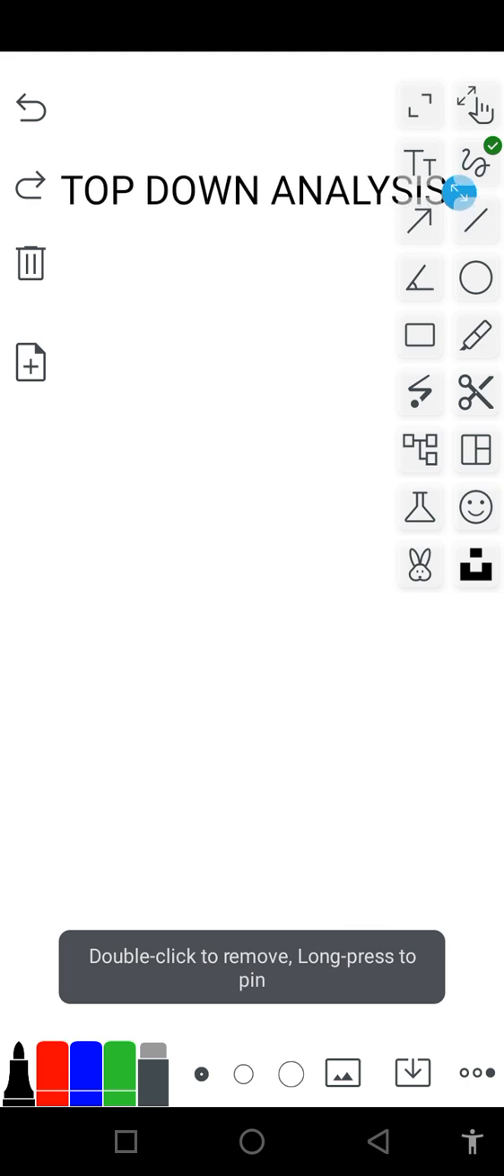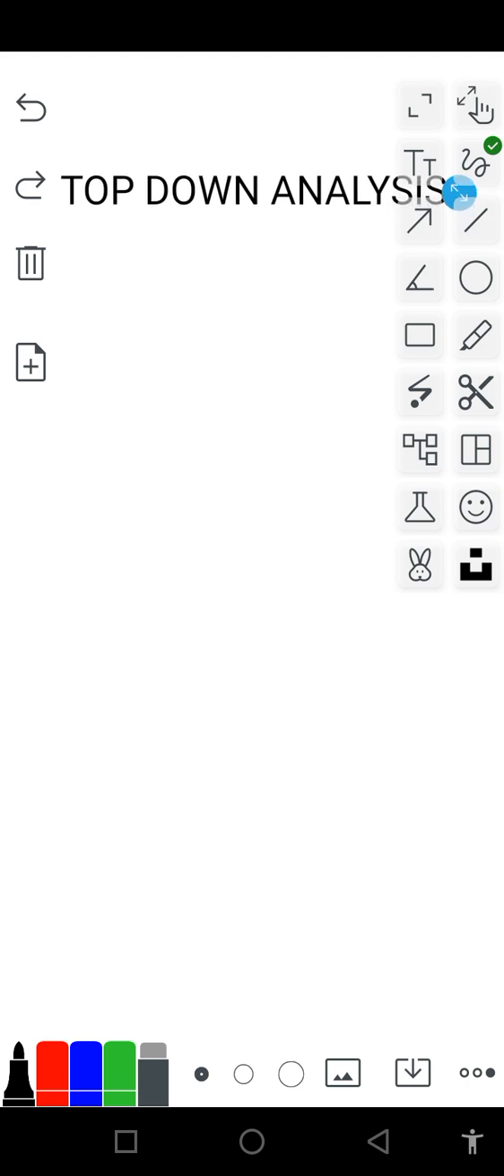Top-down analysis is a method of chart analysis, a method of technical analysis, which consists of analyzing a particular trade or a particular currency pair starting from the higher time frame going down to the lower time frame.